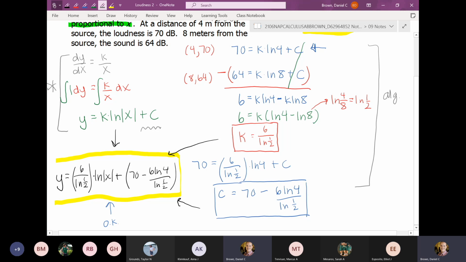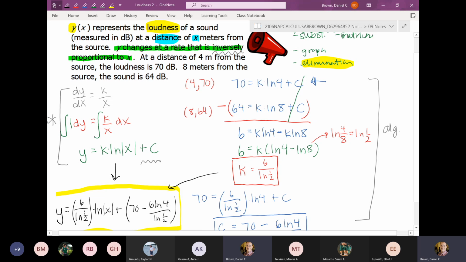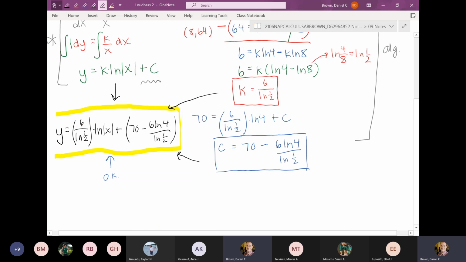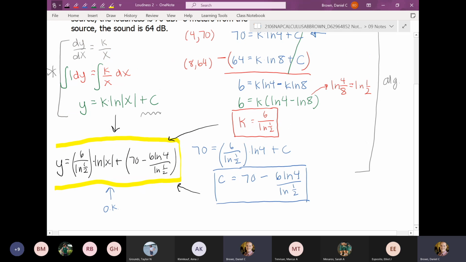Yes, Marcus, you have your hand up. For the final answer, does it matter if you leave the absolute value on the x? If you dropped it, it would be fine, because it's implying you're x meters from the source. So if you just put the natural log of x, that would be fine. Okay. And again, there are ways you can simplify this way, way down, but we're just going to leave it like that for now. But yes, if you did drop the absolute value, it would be fine.